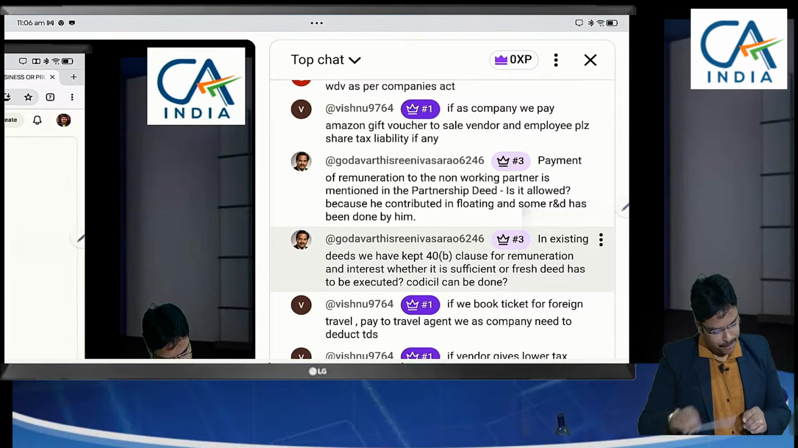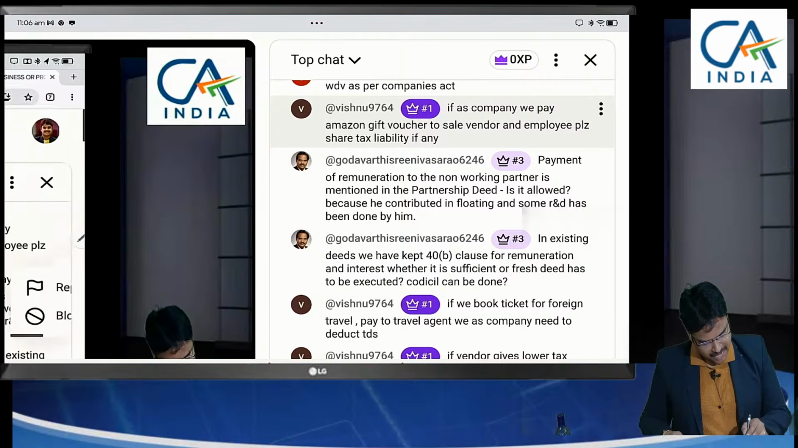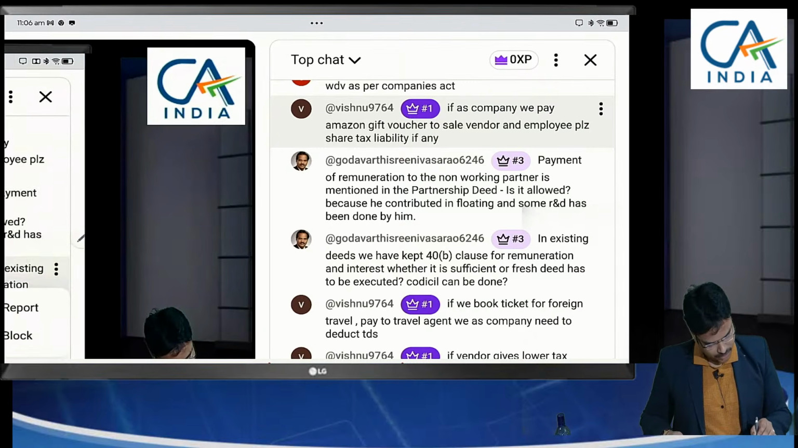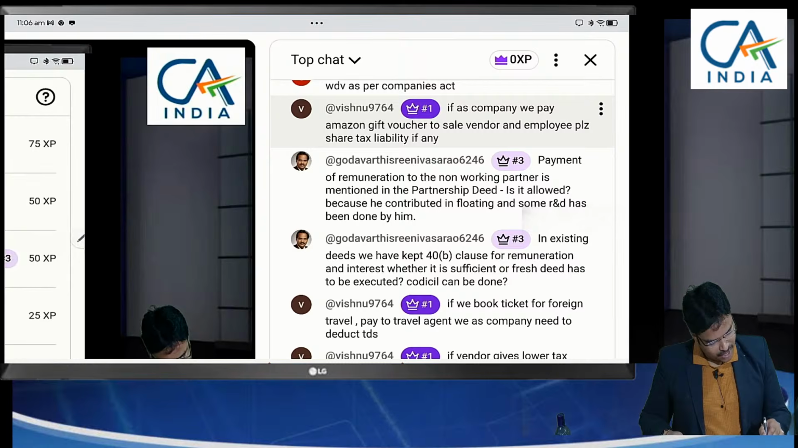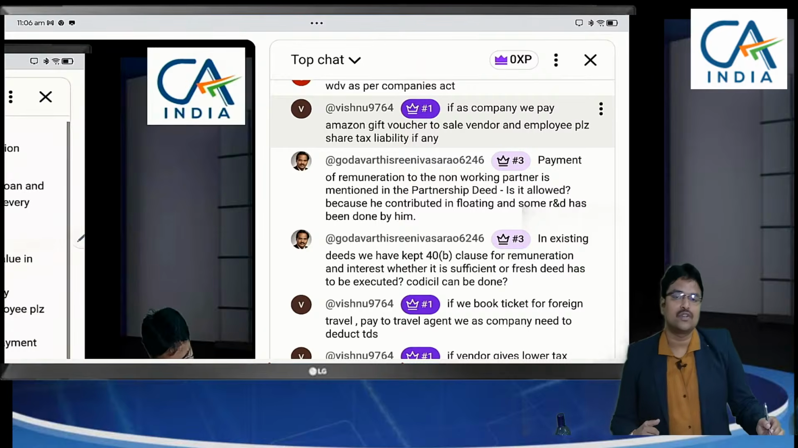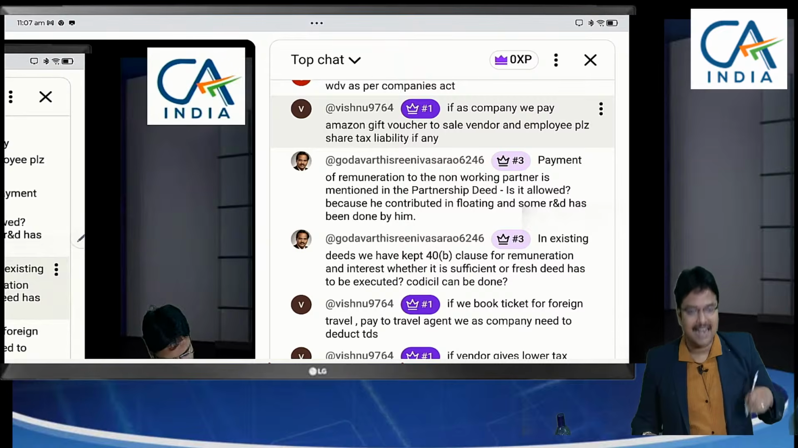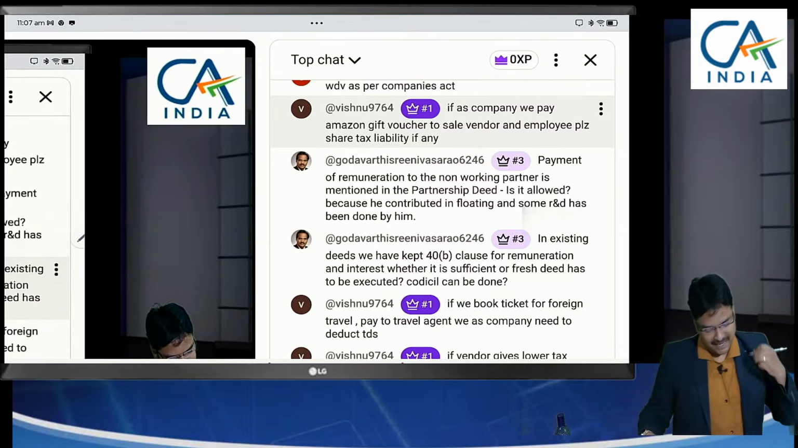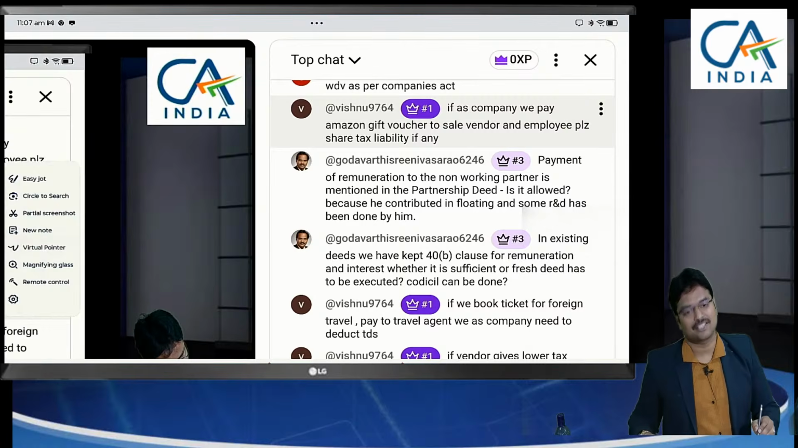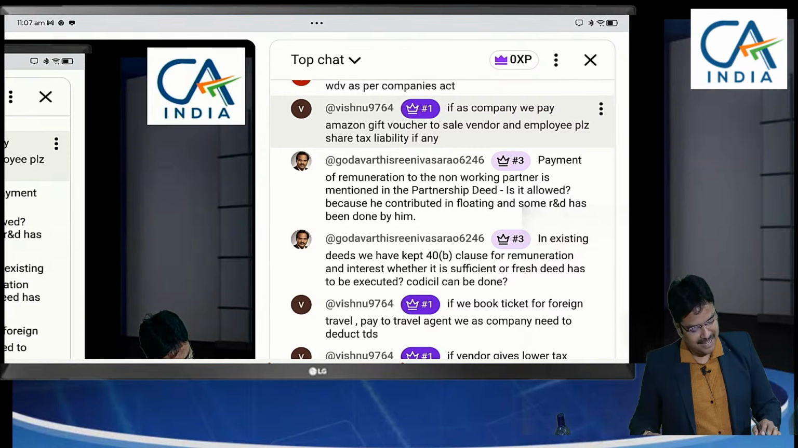If as a company we pay Amazon gift vouchers to a vendor or employee, what is the tax liability? Sir, Amazon gift vouchers which you are giving to your vendors are nothing but a perquisite. In our hands we can claim expenditure, but in the vendor's hands this will be taxable. That is why we have to deduct TDS under 194R and in the new Act 393, whenever it exceeds about 20,000.